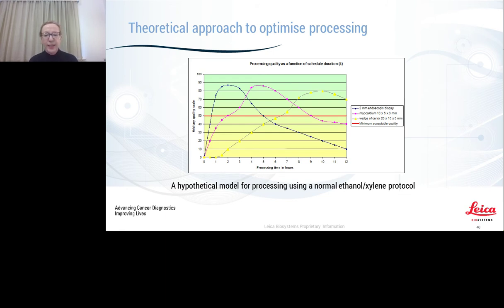So here are just some examples where we might consider 1 to 2 hours for a 2 millimeter endoscopy biopsy, a slightly longer time for myocardium. We might see a wedge of cervix, which is quite dense, hard tissue, and often a larger section might be taken, and that would require a longer time. So there's a minimal acceptable quality. If you do need to put all of your tissues in together, just be aware of where that line might be.